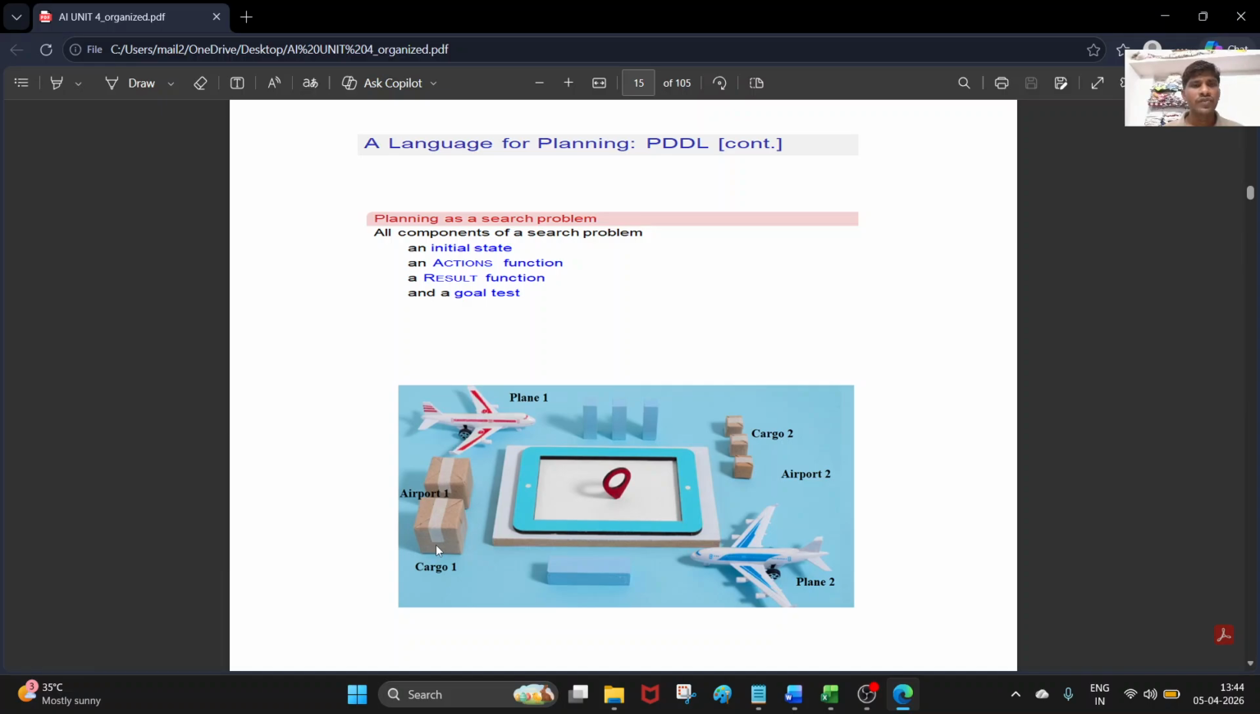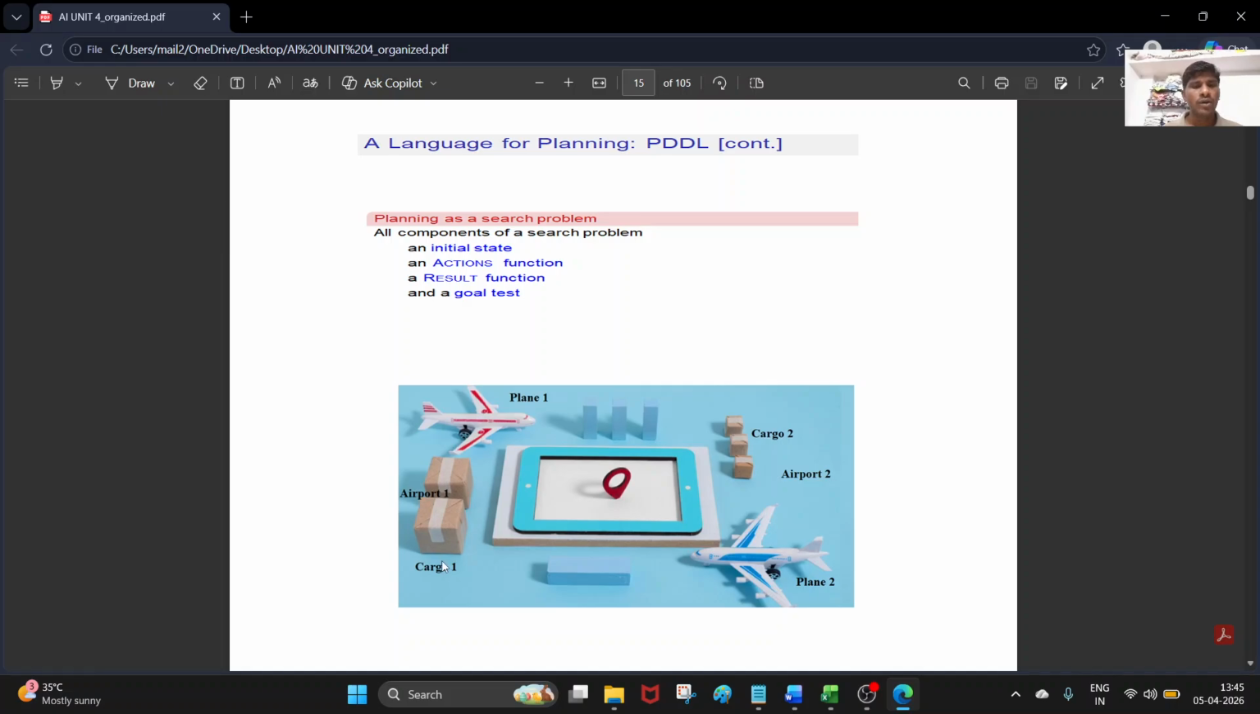Okay, language for PDDL. Planning as a search problem. All components of a search problem may initially have an initial state, action function, result function, and a goal state. Let us consider a cargo, airport, and plane problem. So here there will be airport 1 and airport 2.